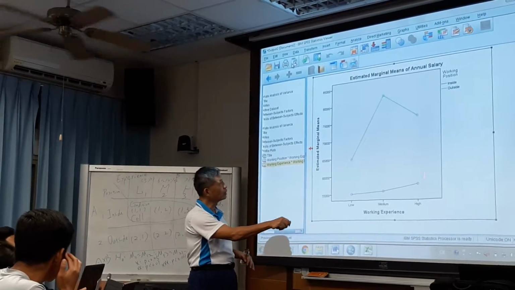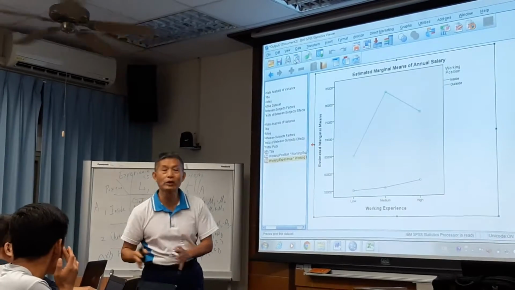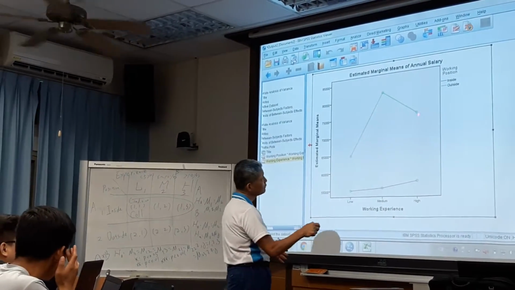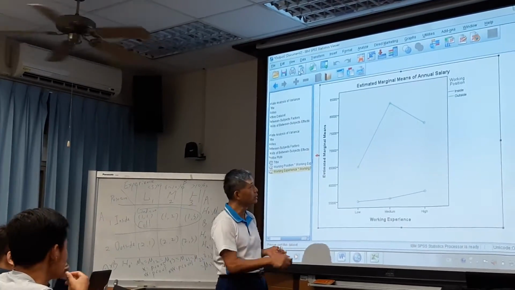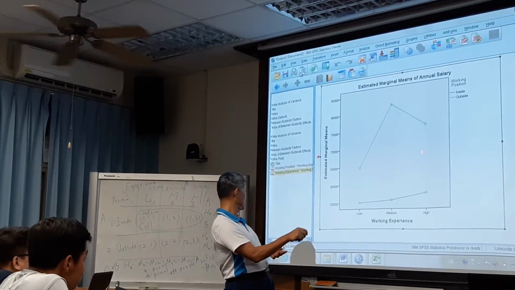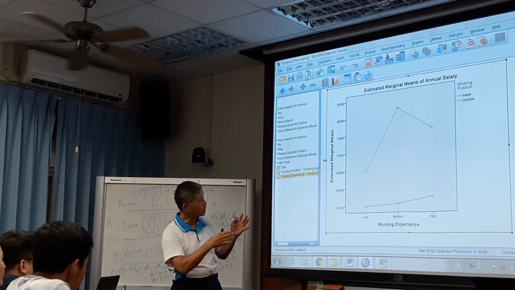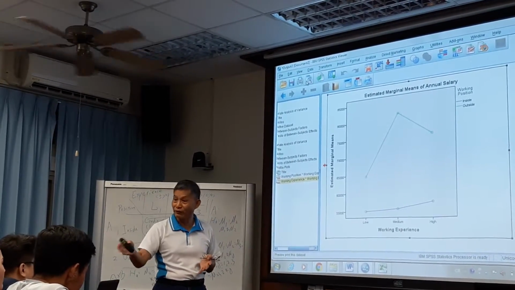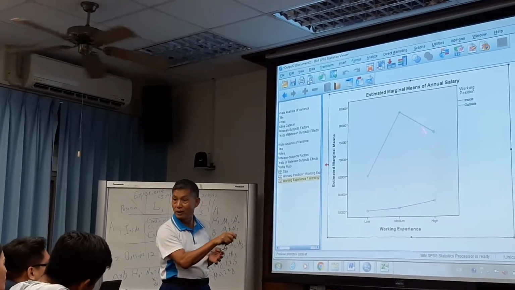The difference between outside and inside, for those people who work in the company, when their experience is high, maybe more than 10 years, the difference between these two is just $20,000. What does that mean in the real world? If you are a general manager, you see what's going on for those people.